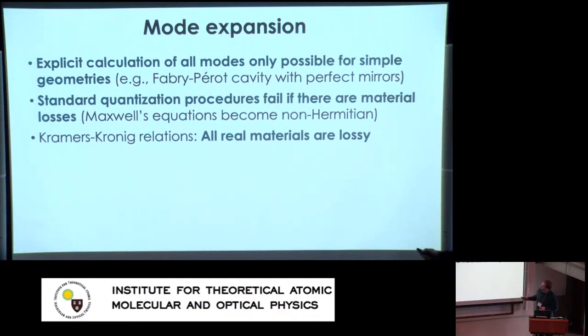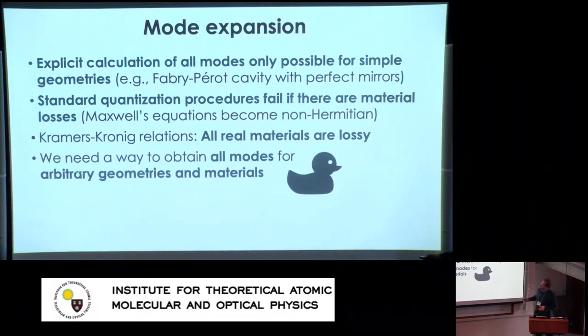So now if I think about exactly I want to do something general, and I realize, well, I have Kramers-Kronig relations, those actually tell me that all materials are lossy. I never have no losses. I mean, I can have some frequency regions where there are low losses, but in general, any material that has any frequency-dependent dielectric response will also have losses. And if I want to sum over all modes, I'm going to have to solve that problem. So we need a way to obtain all modes for arbitrary geometries.